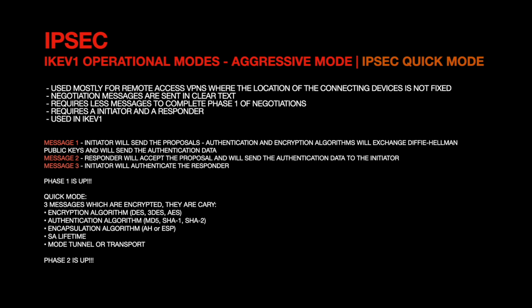In the second message, the responder will accept the proposal sent by initiator, and it will send the authentication data to the initiator. If the authentication succeeds, in the third message, the initiator will inform the responder that the authentication has been completed. And the IPSec phase of the negotiations, or phase 2, is basically the same as for the main mode.